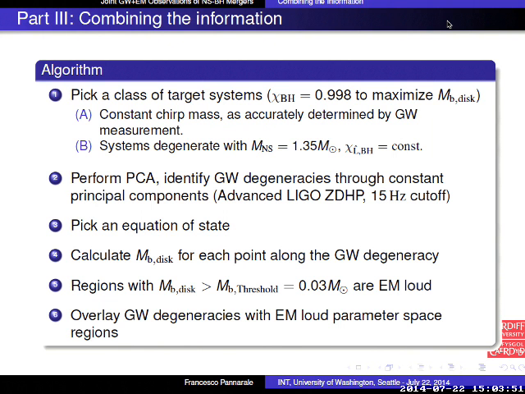And then we can split the space into regions where we expect a counterpart, so the disk mass exceeds a threshold, or areas, again, given an equation of state, that are not EM loud and where we do not expect to have an EM counterpart of any sort. Then we overlay our GW results and our splitting of the space into EM loud and EM quiet regions, and we see what happens.